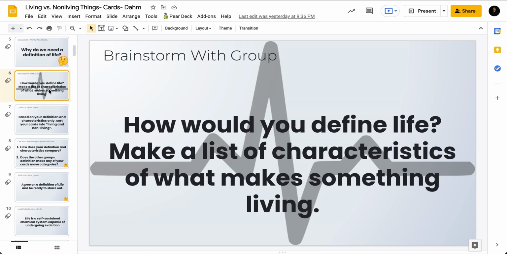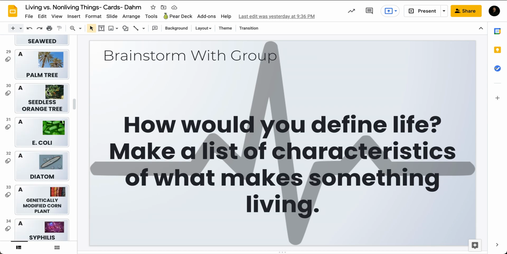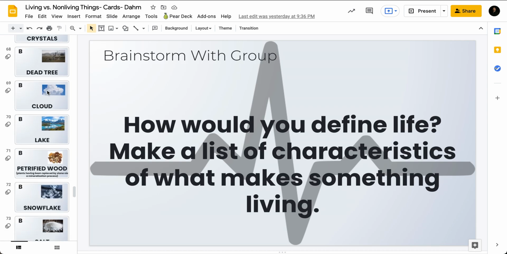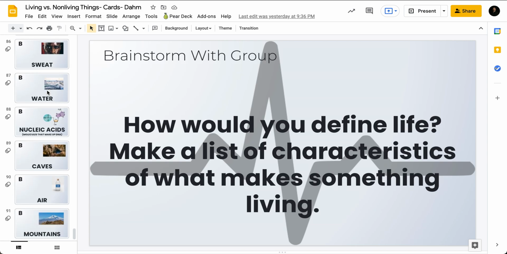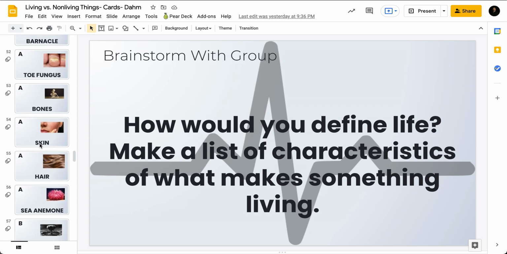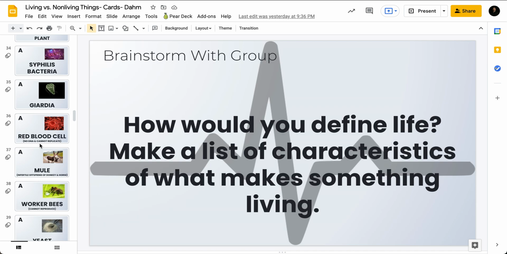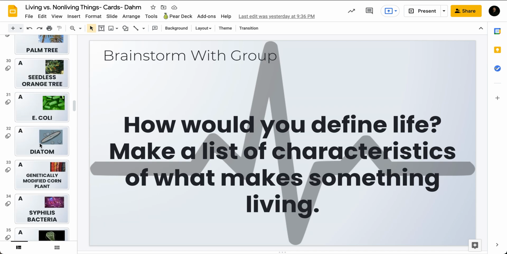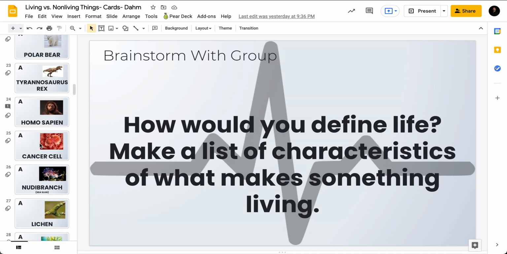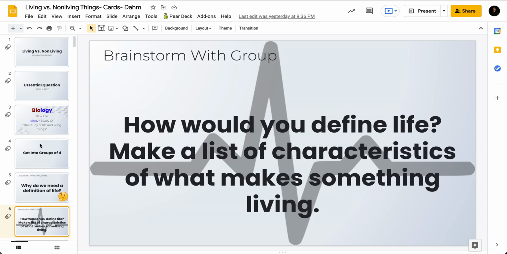Then once you get that list down, I want you to skim through these organisms, and based off of the list that you made, try to identify which things, or some of the things, maybe not all 70, are living and how you know that based on the list that you created. Okay, so go ahead and pause this, go do that right now, and then come back and I'll wrap this up with you.